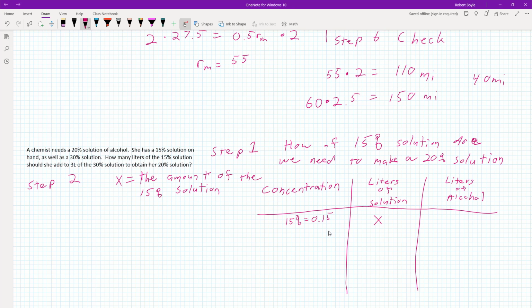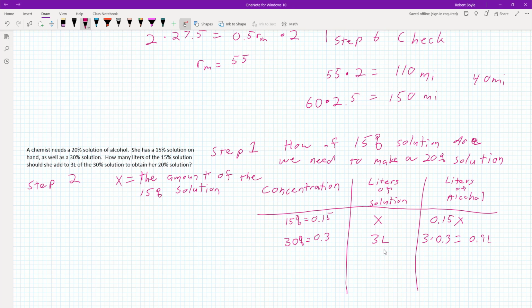We don't know yet. If we have x liters of this 15% solution, then we will have 0.15x liters of alcohol. Our next solution is our 30% solution, which is equal to 0.3 as a decimal. How many liters of solution do we have? Here we will have 3 liters, and therefore the liters of alcohol will be 3 times 0.3, which gives us 0.9 liters of alcohol.